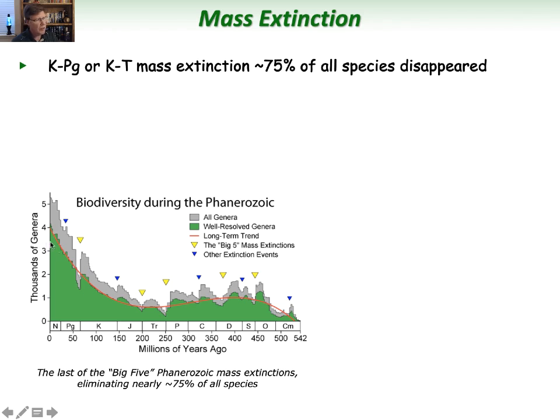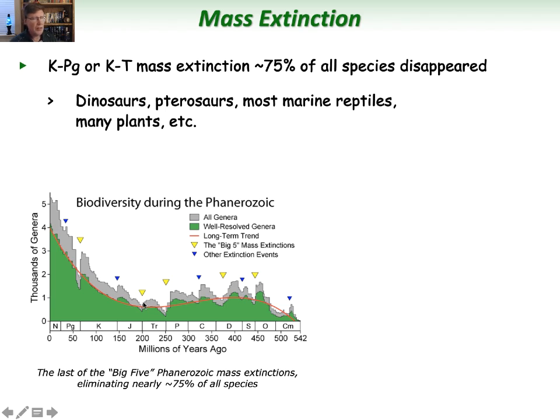And you can see in terms of genera here, it's a fairly significant drop of maybe a little less than half of genera on the planet going extinct, which is similar in magnitude to the end Triassic and some of the other ones, but not quite to the extent of the huge wholesale die-off at the end of the Permian. Many creatures were affected by this, of course, including almost everything we just talked about. Dinosaurs, all of them. Pterosaurs, all of them. Most marine reptiles, many different kinds of plants. So a lot of different species affected.